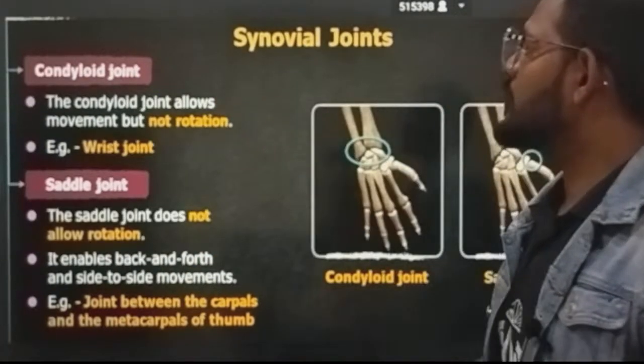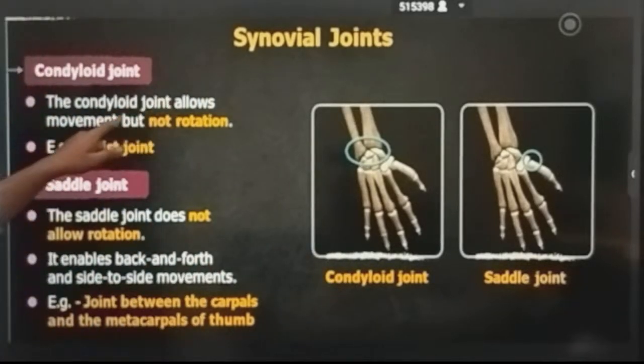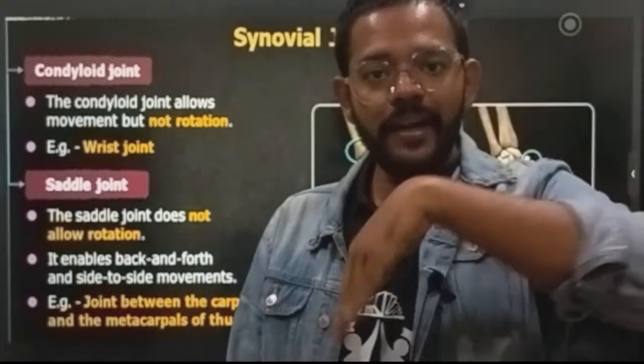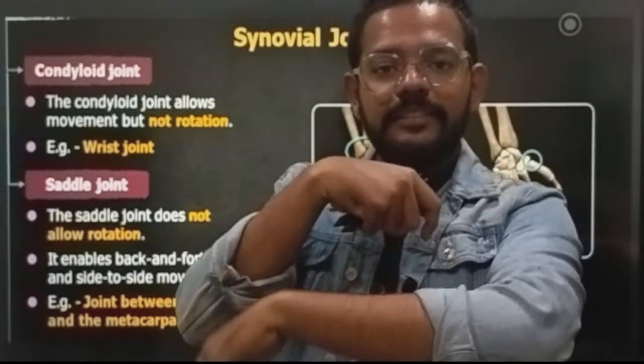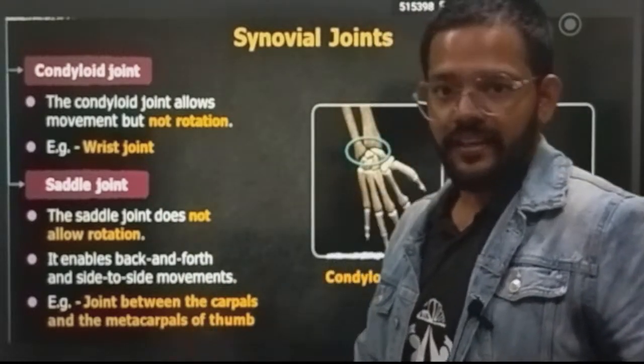Next one is the condyloid joint. The condyloid joint allows movement but no rotation. Movement will be there, but rotation will not. There will be movement present but no rotation present. Example, the wrist joint again.